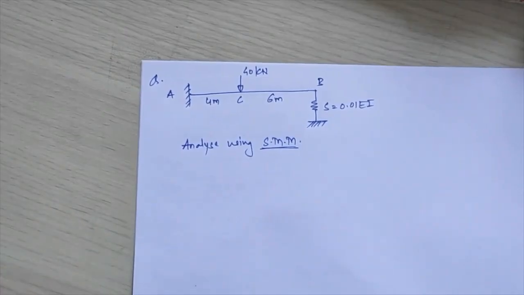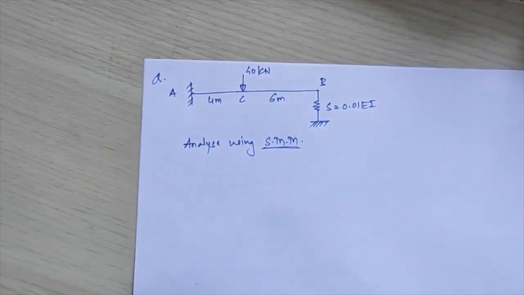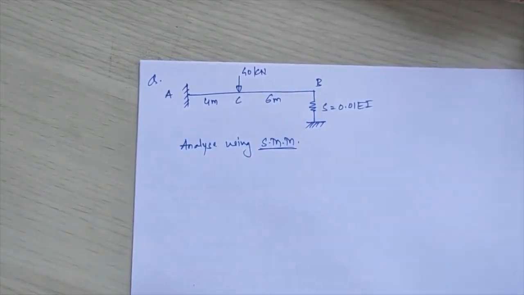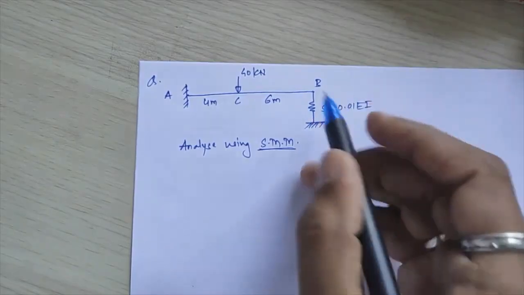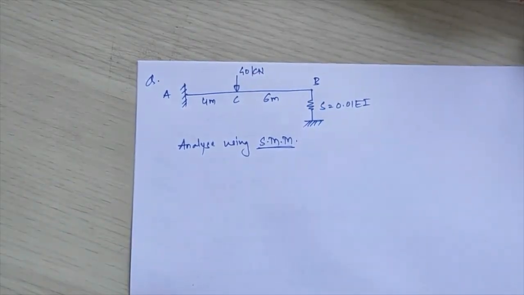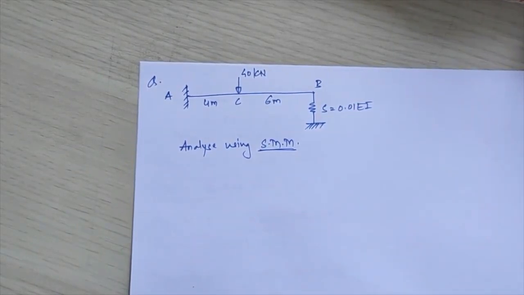We'll continue with the next numerical of the stiffness matrix method. I have taken one more numerical for this, that is a beam ABC again, with point loads of 40 kilonewton at 4 meters and 6 meters apart from A and B. The change in this numerical is that one extra spring-like member is added over here. Due to this spring, we'll see what makes this numerical different.